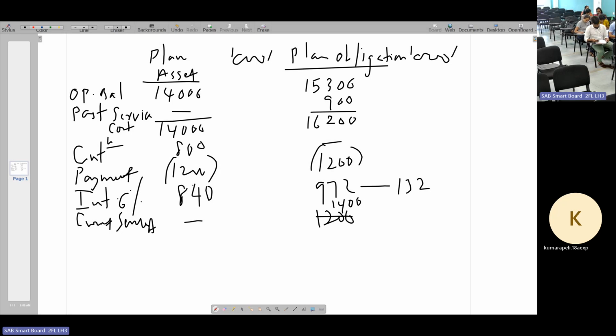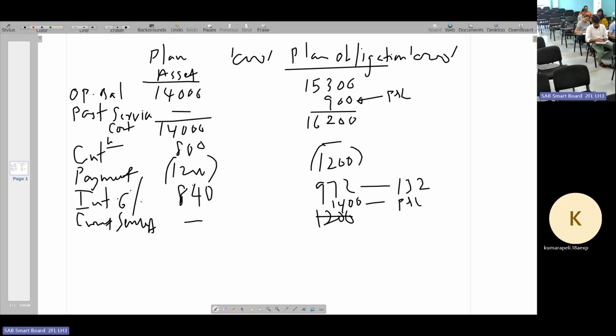Right, sorry. Current service cost anyway goes to P&L. Payment and contribution and past service cost, this one also should be charged to P&L. Okay? Right.